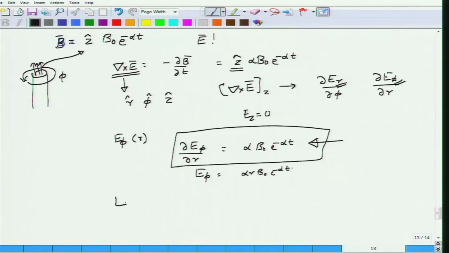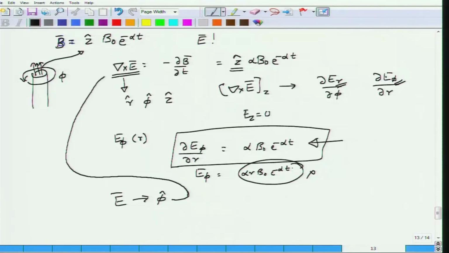Just to sum up, the electric field will be along the phi component. Do not exactly worry about what the actual value of the electric field is, okay. This can be done if you know the expression for curl of electric field, okay. So I have the electric field along the phi component, okay, and I can actually evaluate the value of this electric field by using this point form of Faraday's law.